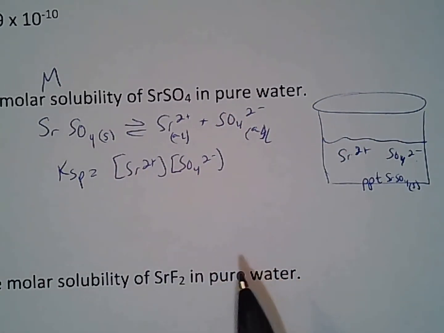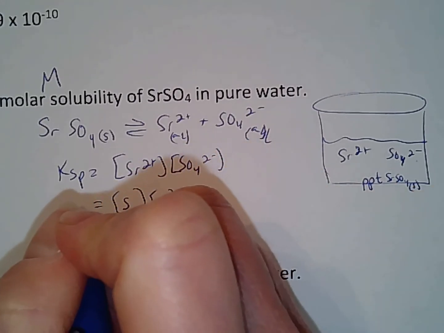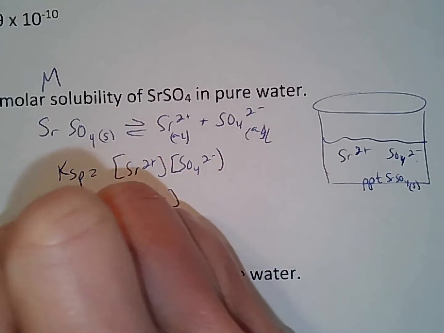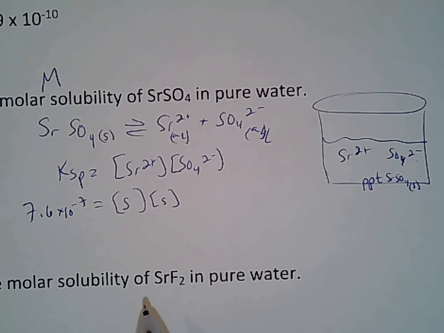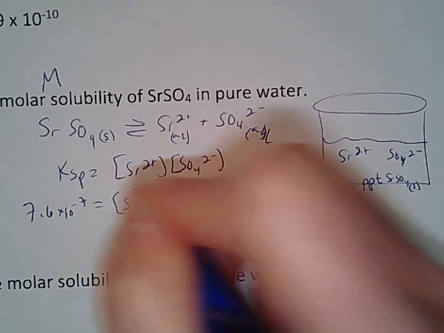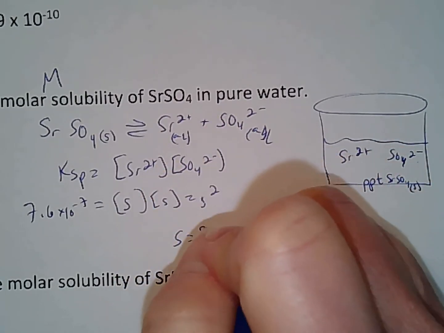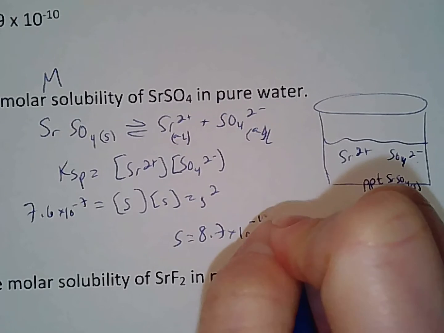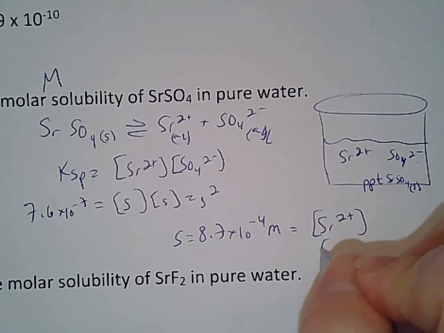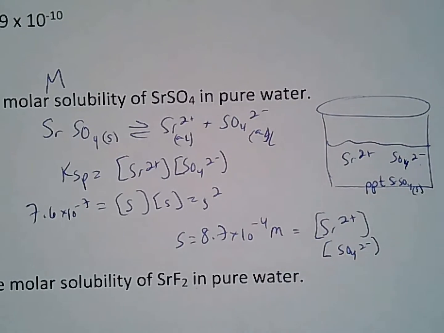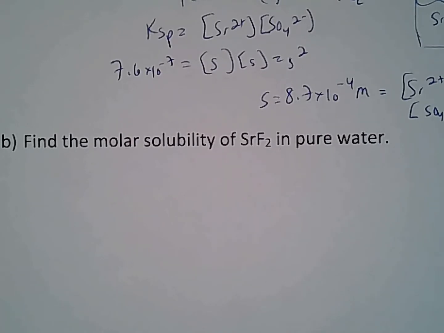Again, they use S's. You could use X's. They're not going to care. My KSP value for this one is 7.6 times 10 to the negative 7th. So this is going to be an S squared situation. You're going to take the square root of that number, and you're going to get S is equal to 8.7 times 10 to the negative 4th molarity. That's going to be the concentration of your strontium ion and also the sulfate ion because they are in a one-to-one relationship.